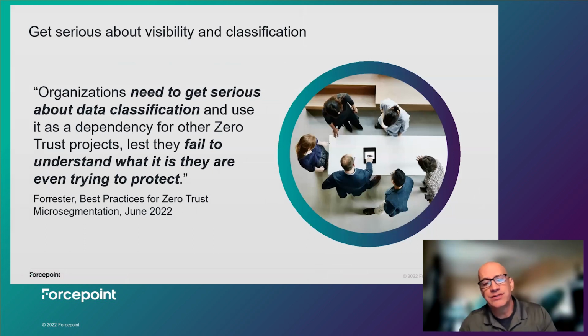This is a quote from Forrester. They're talking about zero trust micro-segmentation. And one important part of zero trust that they believe is this area around classification and getting visibility and classification of all of your data. And so they point out that they believe organizations need to get serious about data classification. It needs to be super important, not only as data is being created, but looking at classification of data at rest in the cloud and on-prem. And if they don't do this, they fail to understand what it is they're even trying to protect. And so it's really key in terms of protection and providing zero trust.